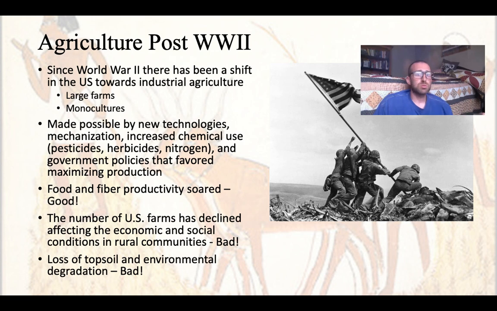So, post-World War II, we have this shift in the U.S. towards more industrialized agriculture. And this means big farms growing one crop or a few crops at a time, right? This shift is made possible by a number of things. We have new technologies and chemical use that was developed in the war, originally used for some sort of military purpose, and then gets shifted around so we can now use it for agriculture.